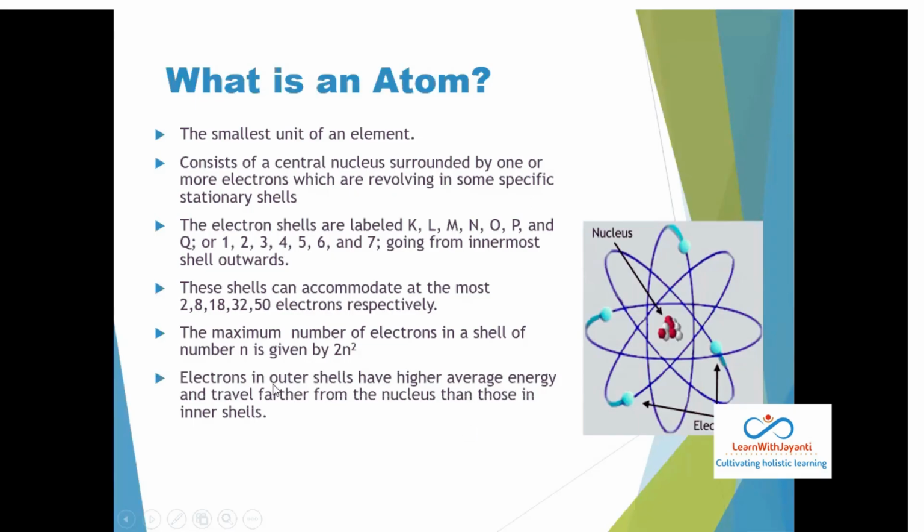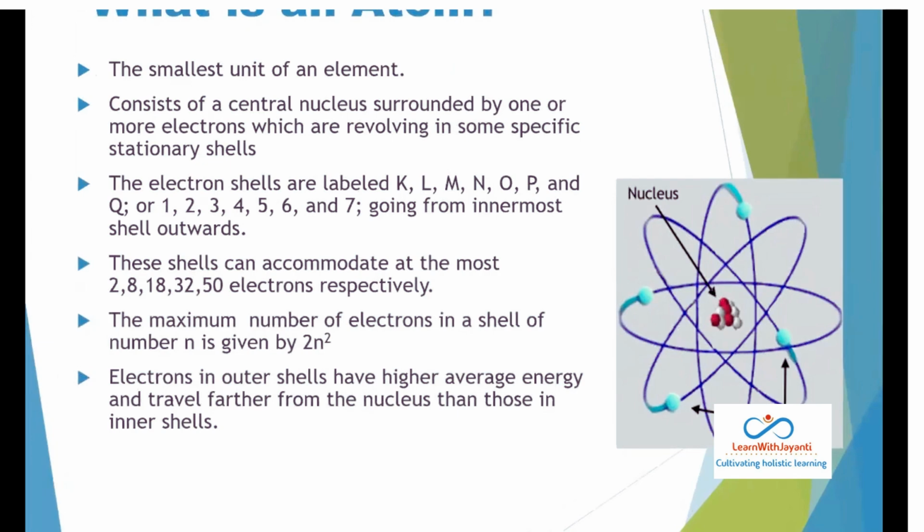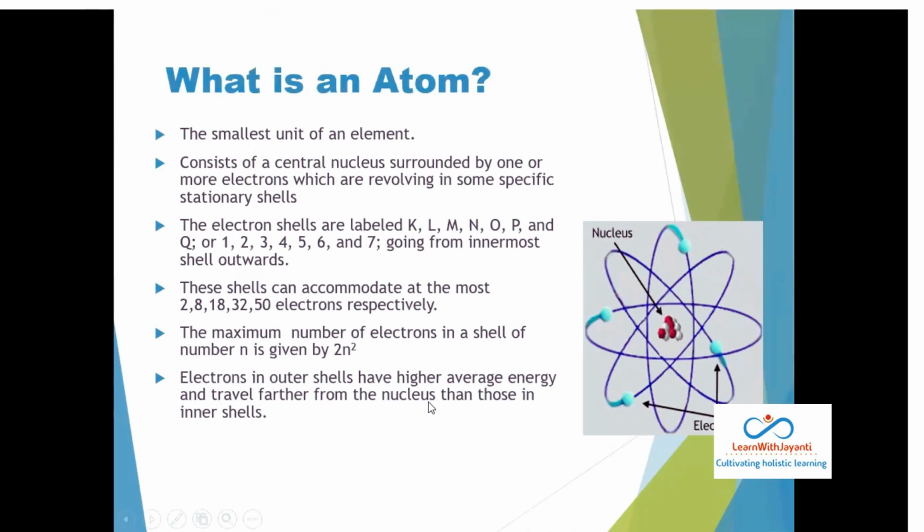The electrons in the outermost shell have higher energy. They have higher average energy and travel further from the nucleus than those in inner shells. Because they have higher energy, they have the potential to be lost. If you check the sodium atom, it has the potential to donate the electron very easily. So it is very excited. And the innermost shells, who is holding them together? The nucleus, yes, because the nucleus has the power to attract.